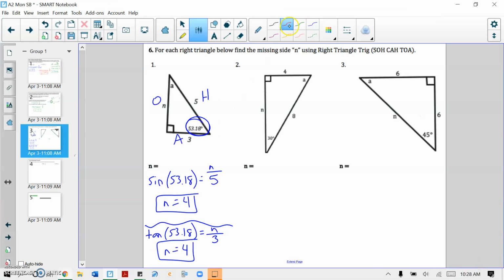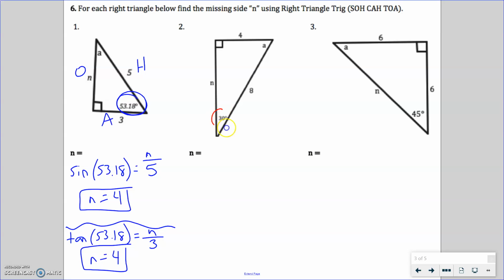All right, number 2. Couple different ways you could set it up using this 30 degrees. Here's H, O, and A. So you could either do cosine and use A and H, or you could use tangent and use O and A. For me personally, I'm going to choose cosine. But remember, if you use tangent, that's okay. You should get the same answer I do.